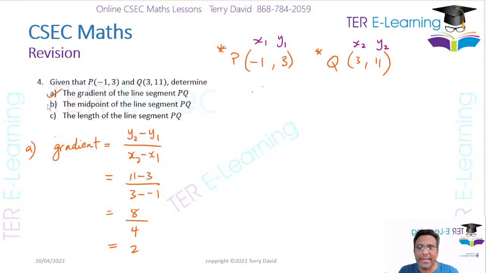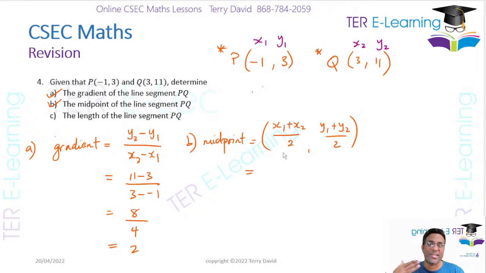Right, so that's part A. Part B now, you want to work out the midpoint. So again, there's a formula for midpoint. The midpoint is given by this formula: x1 plus x2 divided by 2, comma, y1 plus y2 divided by 2. So for the midpoint of a line segment, we just add the x coordinates and divide by 2, we add the y coordinates, and we divide by 2.